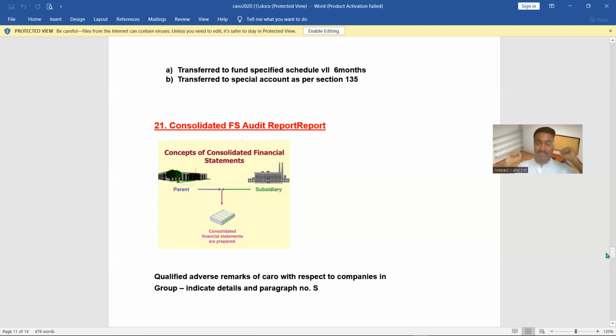Yes, with this I complete that, guys. So let's refresh what we have learned till now. We learned about what is CARO, applicability of CARO, inapplicability of CARO, paragraph 3, the 21 clauses: fixed assets, inventory, loans, advances, 185, 186, deposits, cost records, statutory dues, unrecorded transactions, repayment of dues, money raised, fraud, Nidhi company, transactions with related parties, internal audit, non-cash transactions, RBI registration, cash losses, resignation, going concern, unspent CSR, consolidated financial statement, audit report.